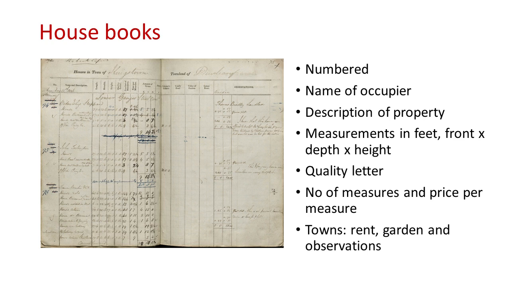And it's the same as the other house books, where you have the description of the property, the measurements that were multiplied together, a quality letter, and the number of measures and the price per measure. And they collected rent information on the gardens, and they would very often make notes in the towns about what the building was used for, especially if it's a shop or any kind of industrial premises.